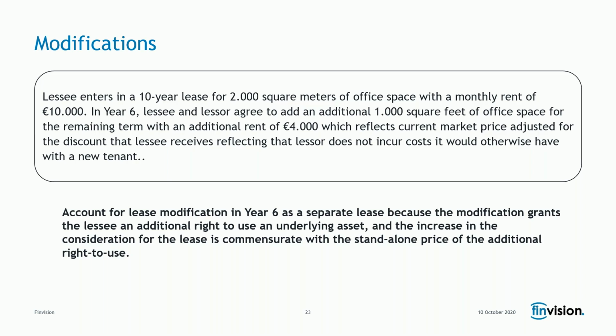So in that case, I think you see it already, this will be a separate lease because it meets the two criteria. It's an increase in scope, yes, an additional 1,000 square meters that we will rent, and the additional consideration equals the standalone price for this office floor, adjusted for some non-incremental costs. So in that case, we have two leases, one for 2,000 square meters and one for 1,000 square meters.